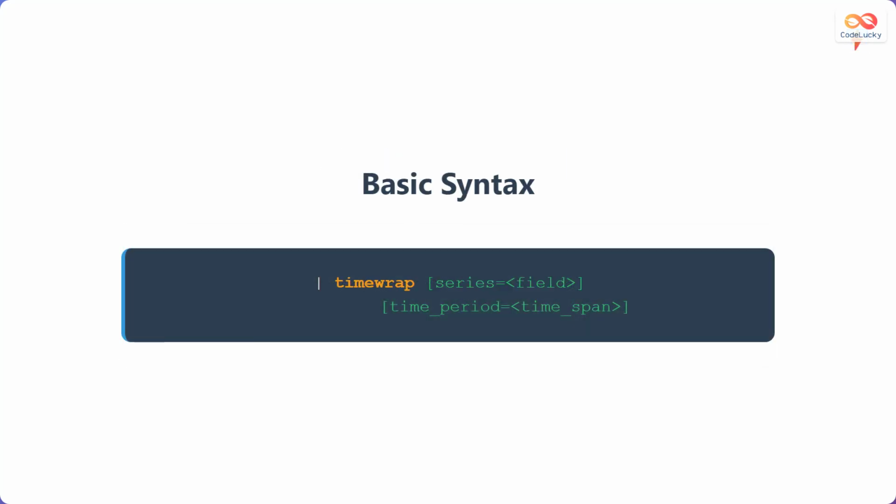The basic syntax for the Timewrap command is straightforward. You use a pipe symbol followed by Timewrap, then optionally specify the series parameter to define the field for grouping your data, and the time_period parameter to set the time span for shifting the data. This command must always be used after a timechart command in your search pipeline.